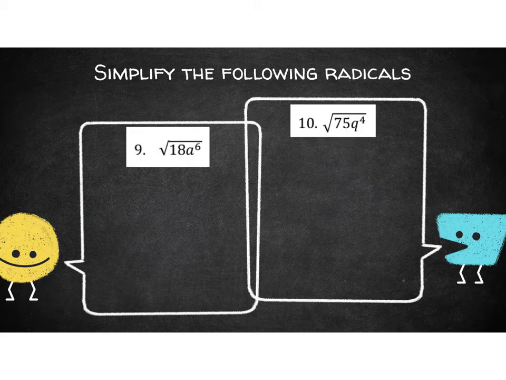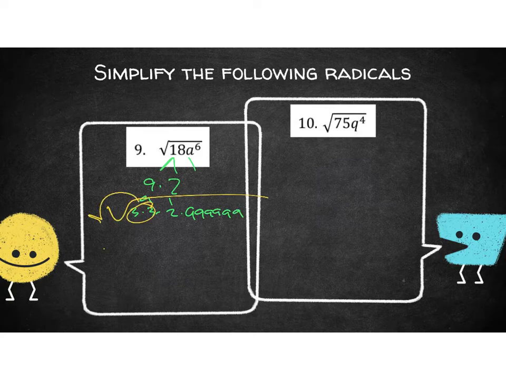All right, 18a to the 6th. So 18 is the same thing as 9 times 2. That's a 3 times 3 with a 2 left over. And then I got 6 factors of a. 1, 2, 3, 4, 5, 6. Put them underneath your radical. Here's a pair of 3s. Here, the 2 is by itself, so I got to leave that one. A pair of a's, a pair of a's, and a pair of a's. A times a. Leave the 2. That's 3a to the 3rd power, square root of 2.